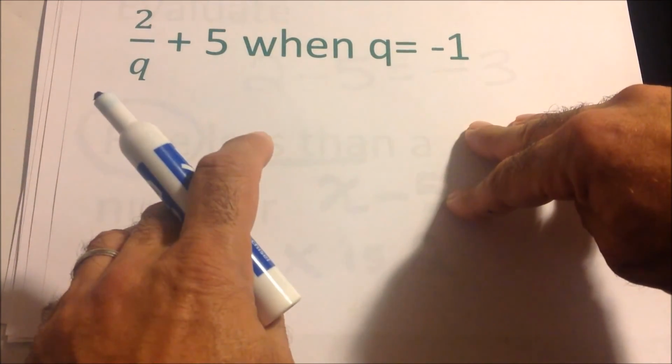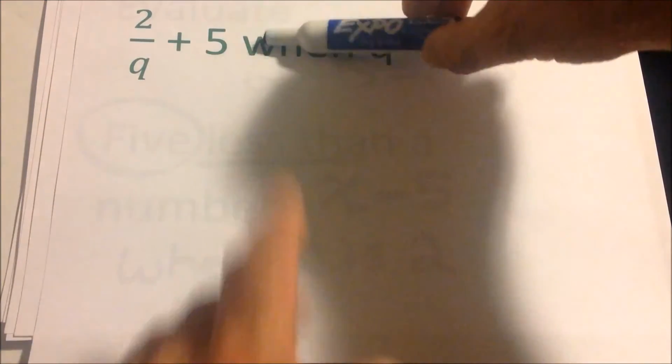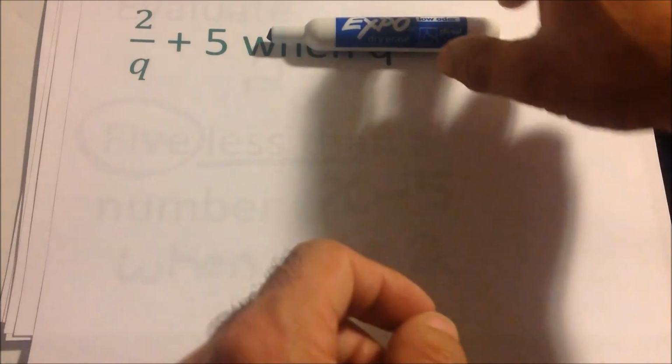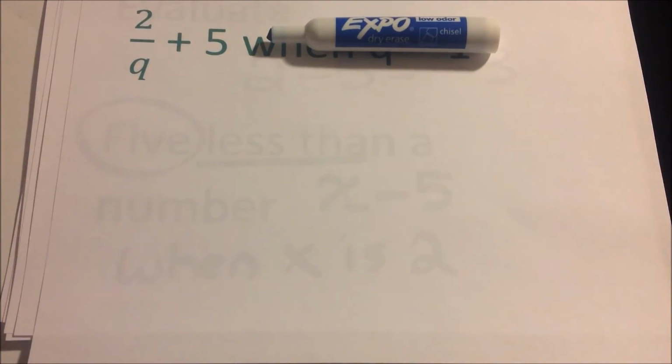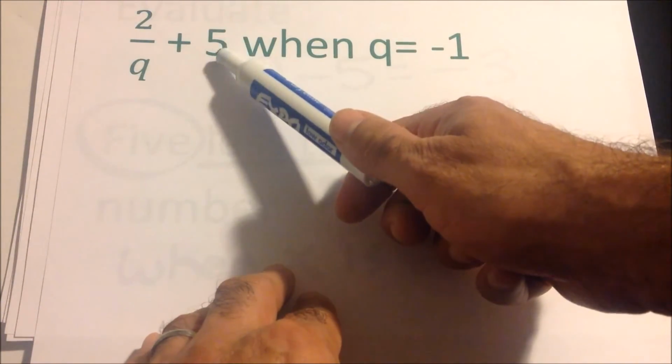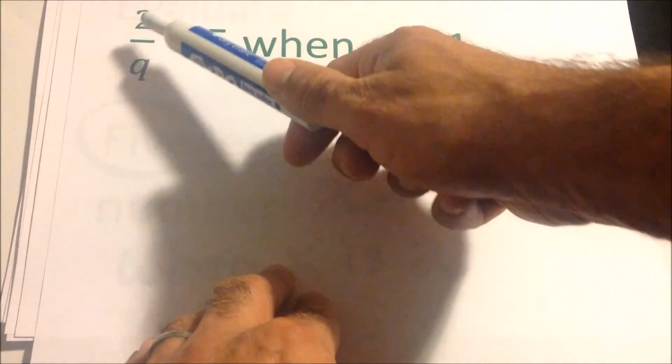Okay, evaluate this now. See if you can do that. Pause the tape. So this is an algebraic expression. If we block this out, we're saying 5 more than what? Here we're saying 2 divided by q, 2 divided by a number, plus 5. Or we're saying 5 more than 2 divided by a number, right? 2 divided by a number, because 2 is on top. Or the quotient of 2 and a number plus 5. Or 5 more than the quotient of 2 and a number.